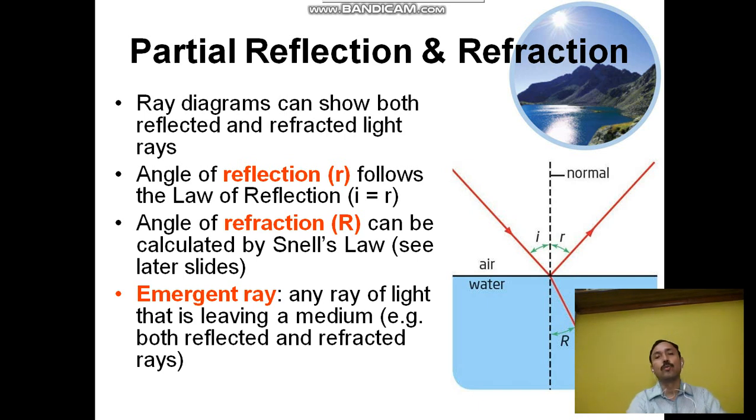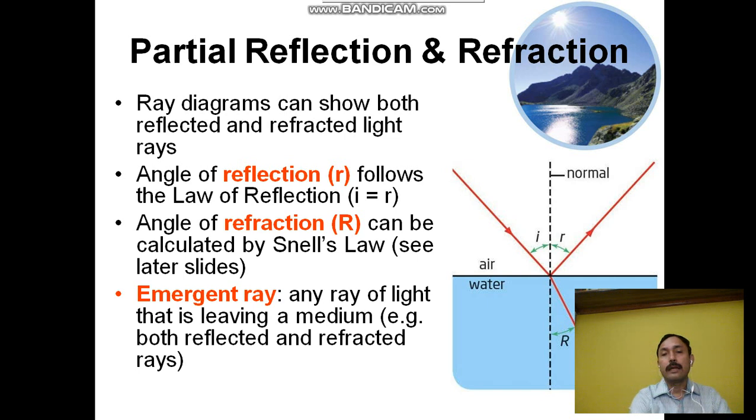Ray diagrams can show both reflected and refracted light rays. The angle of refraction r can be calculated from Snell's law. We will explain it on later slides. Here i is the angle of incidence and this light is reflected from the surface. This is following the laws of reflection. So i is equal to small r, where small r is the angle of reflection.